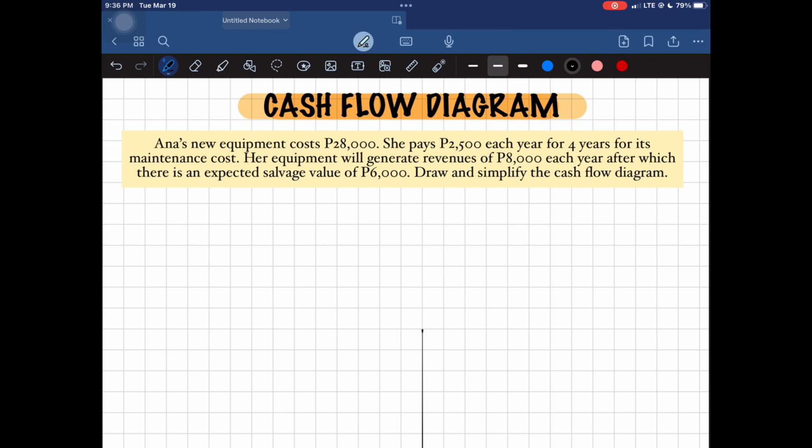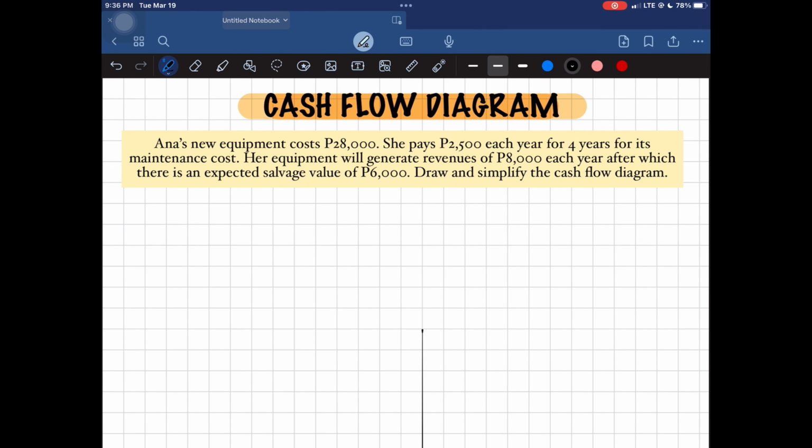Anna's new equipment costs 28,000 pesos. She pays 2,500 pesos each year after 4 years for its maintenance cost. Her equipment will generate revenues of 8,000 pesos each year. Then there is an expected salvage value of 6,000 pesos. Draw and simplify the cash flow diagram.